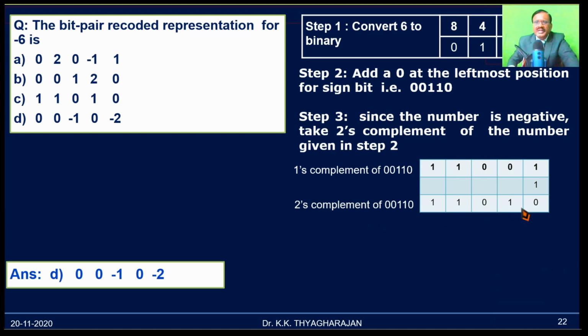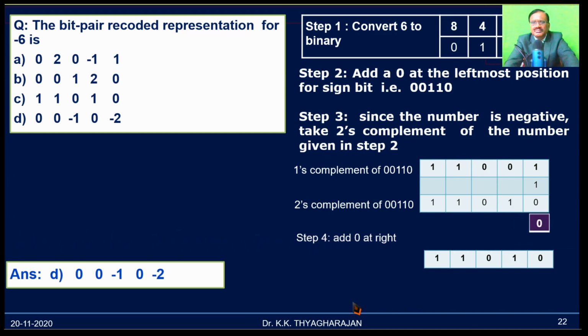So you have to recode this number. For recoding, you have to add a 0 at the right side. So this is the number. You add a 0 at the right side, like this. Now you use the bit pair recoding table and recode this: 100. Then 101 should be combined.